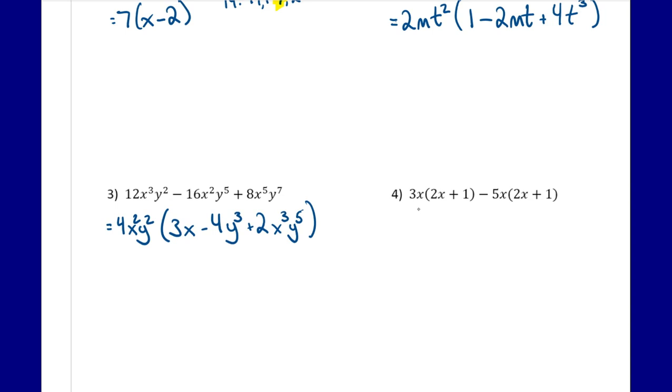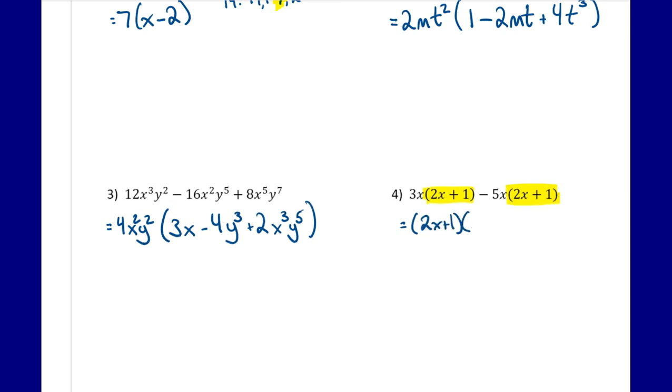Number 4 is a little different. We have two terms, 3x times 2x plus 1 minus 5x times 2x plus 1. This one is a different example, because here what we're taking out as a common factor is this entire bracket. So in some cases you may have entire brackets that you can take out. So here the greatest common factor is going to be 2x plus 1.